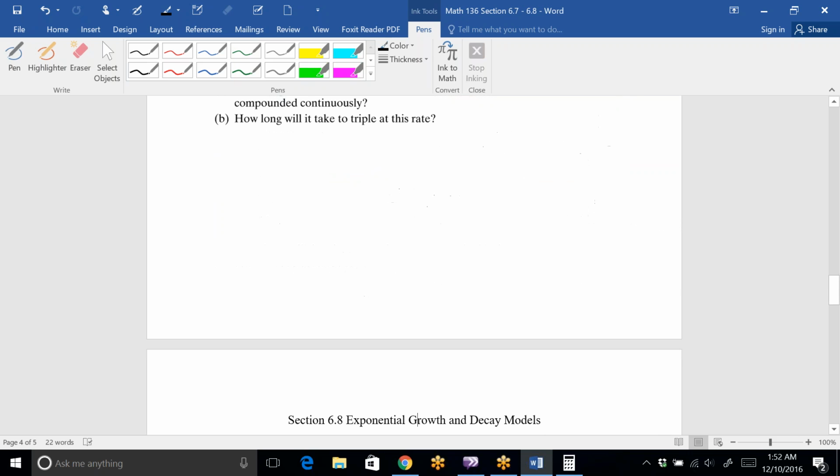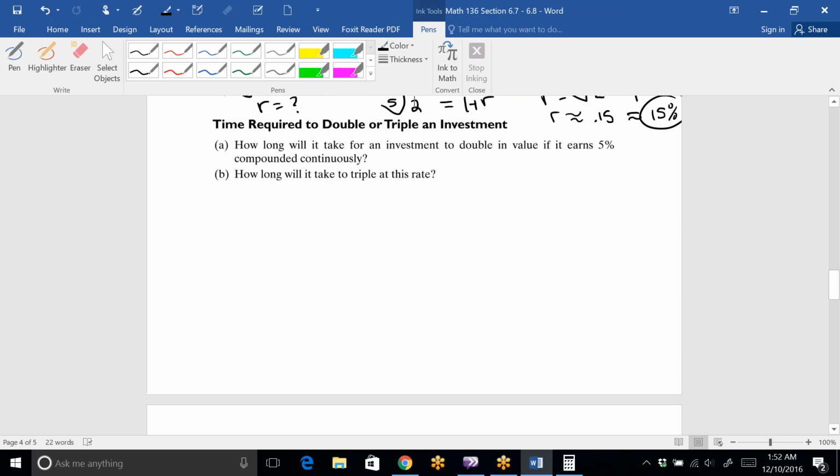So what if we wanted to do this for continuous? How long will it take this or any investment to double if the value it earns is 5% compounded continuously? So for A part, we're looking at our PERT formula. Again, let's assume that we had $2,000 at the end, which means we started with 1,000 because we're doubling. E, and we don't know R, and T is still 5 years.